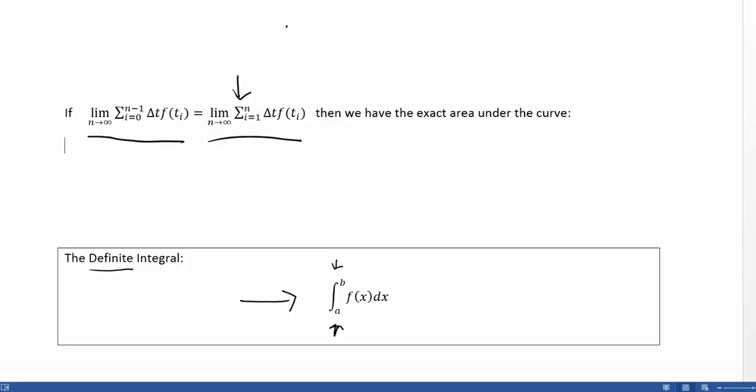dx has become an operator, and the operator tells us what the variable is here. So this says, find the area under f of x between a and b exactly. That means that we are assuming that n is going to infinity, that these little rectangles are summing up exactly, and we're going to spit out the exact area under the curve. So how does this work? Let's look at some examples.